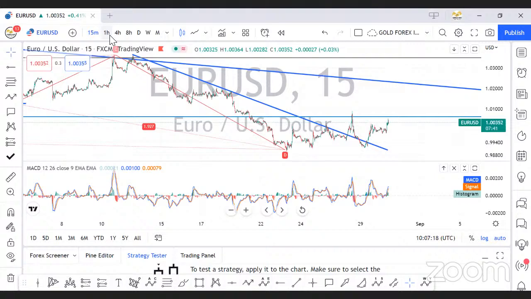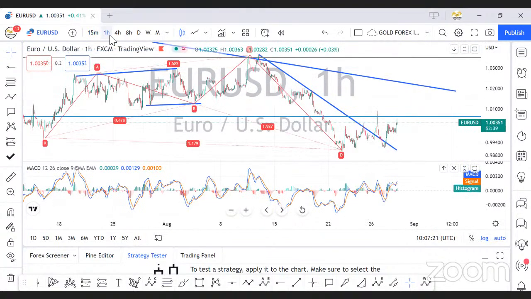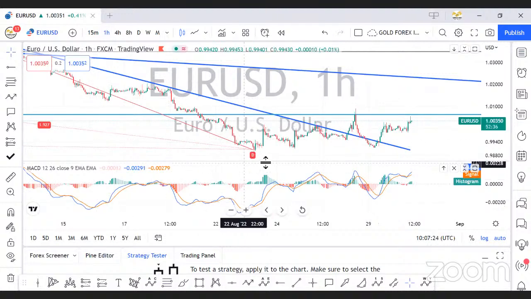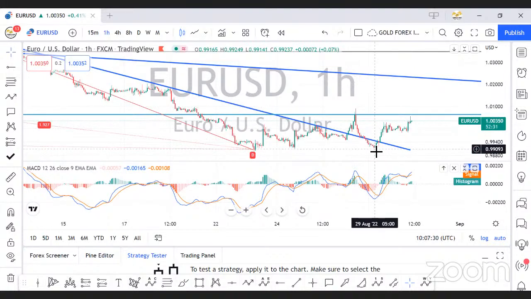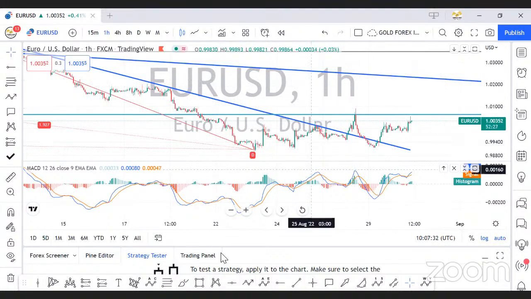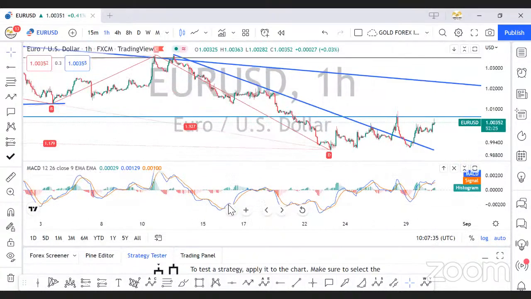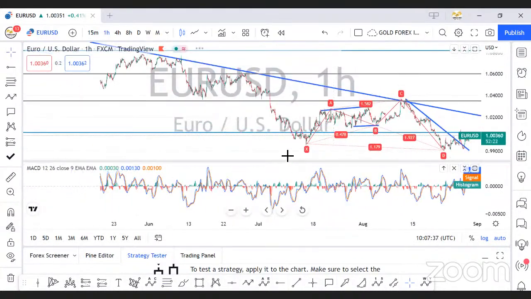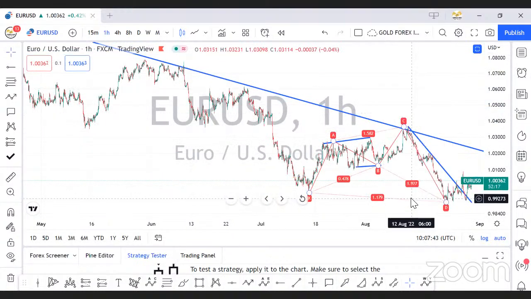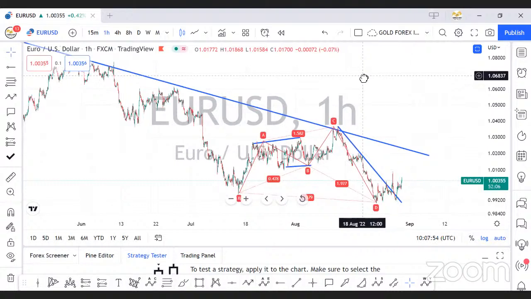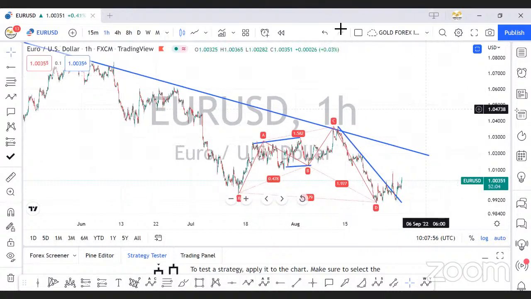Let's go to the 1 hour time frame. Okay, there was actually no divergence, but since the trend line is broken, it gave us a retest and it started going up. So we are still expecting more buys for Euro USD.